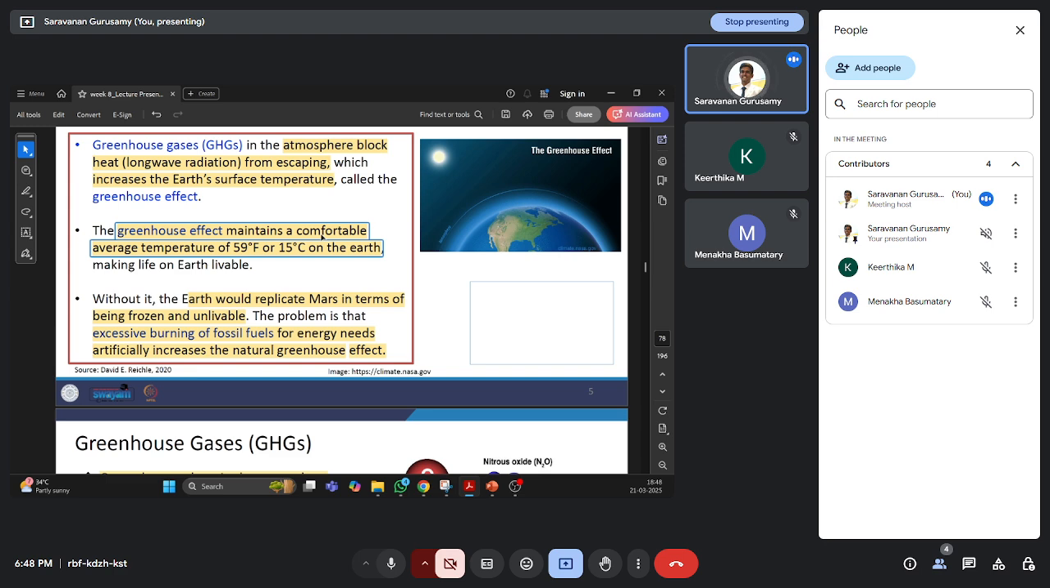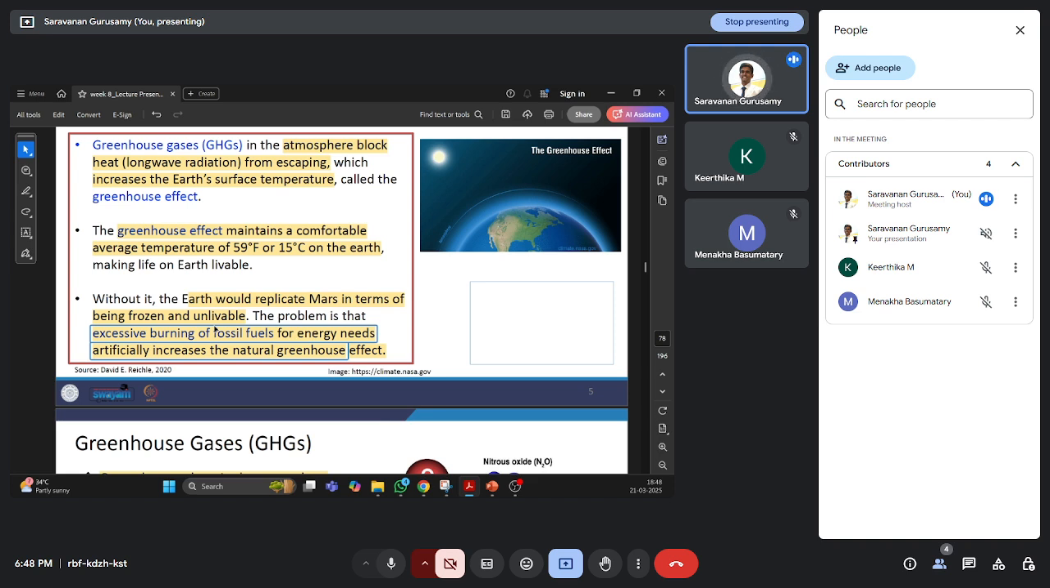But greenhouse gases are also good. They have maintained the proper heat on the Earth. Otherwise, we would also be like Mars. Mars is a frozen and unlivable planet. But Earth has a proper climate, proper weather, and a proper temperature. A good heating system is there due to the presence of these greenhouse gases.